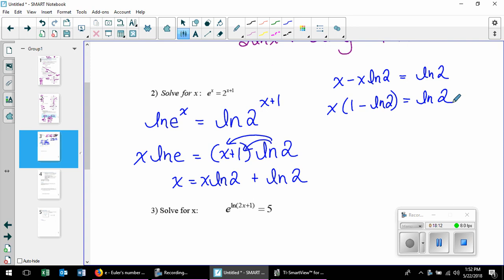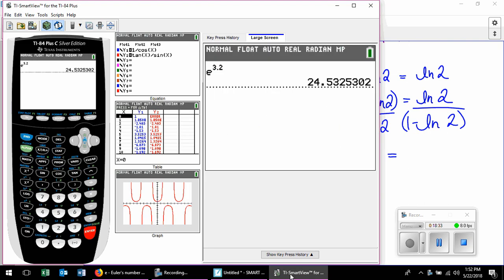Now what do I do? I wanna get x by itself, so what do I need to get rid of? That. So I'm gonna divide by that. If I put that into my calculator, it's going to be ln 2, close bracket, divided by, open bracket, 1 minus ln 2, close bracket, close bracket, since that whole denominator has to be assessed first. And let's round to 4 decimal places.